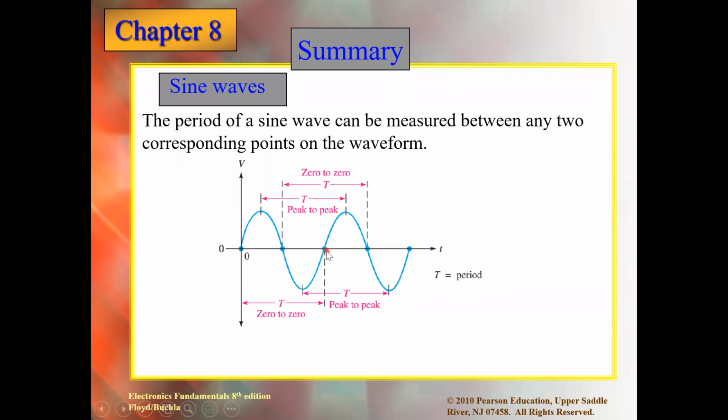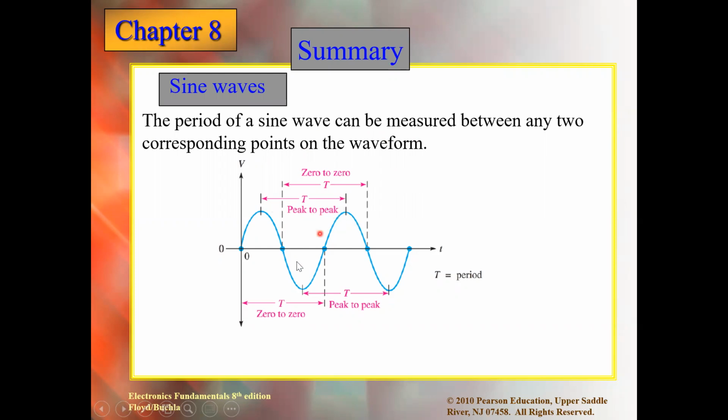So it doesn't mean we will always measure. There are alternative ways to measure the period. If you look here, the period of a sine wave can be measured between any two corresponding points on the waveform. I can measure the period from peak to peak, from any positive peak to the next positive peak. So the time required to reach this one is also a period.